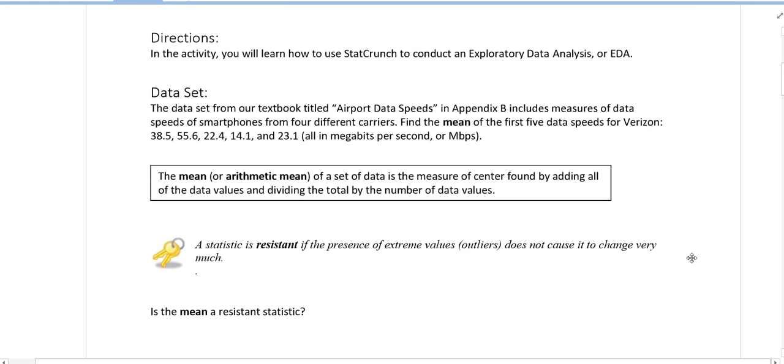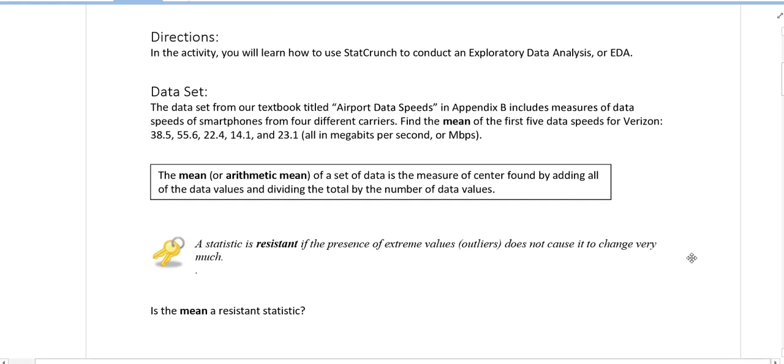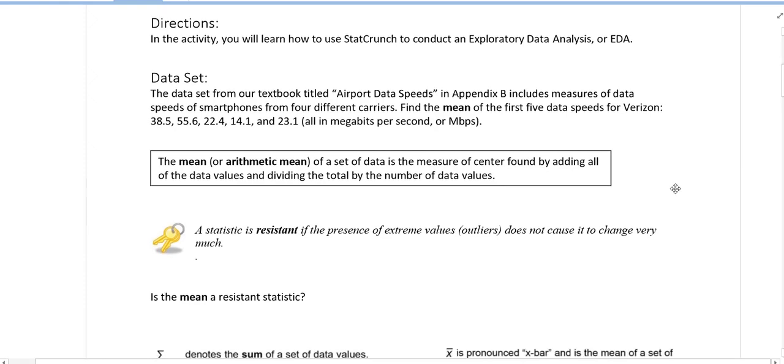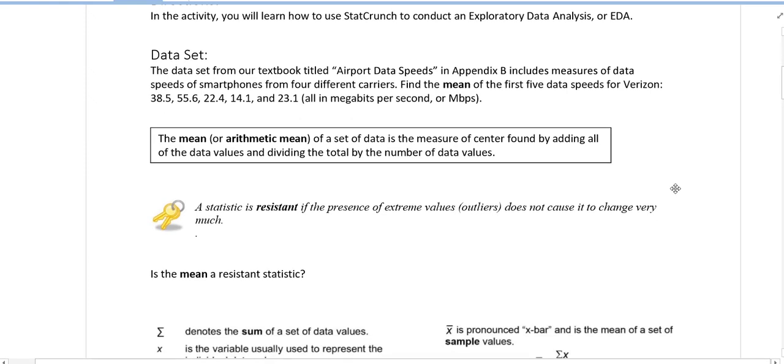All right, so we're going to consider the data set from our textbook called Airport Data Speeds in Appendix B. And we're going to try to find the mean of these 5 speeds, all in megabits per second. So what is the mean? The mean, or arithmetic mean, of a set of data is the measure of center found by adding all of the data values and dividing the total by the number of data values.